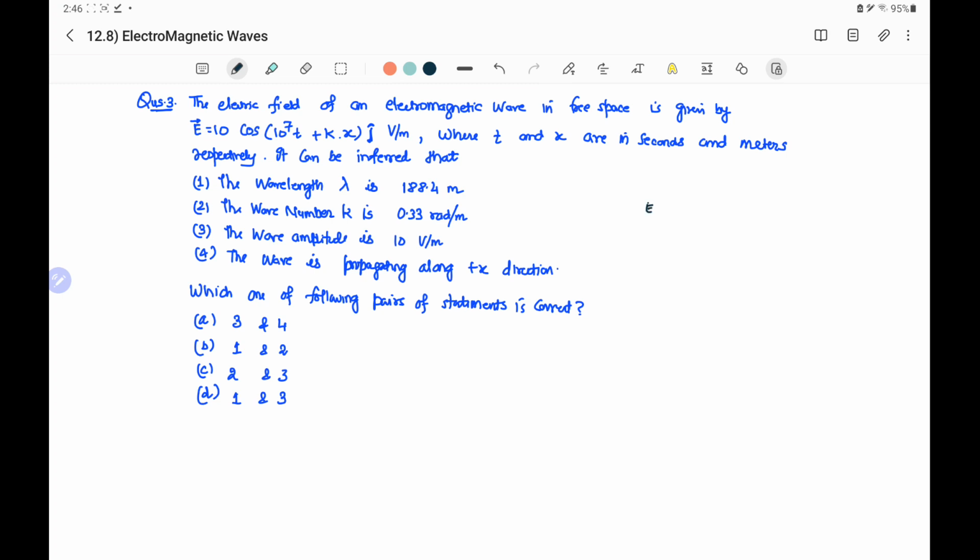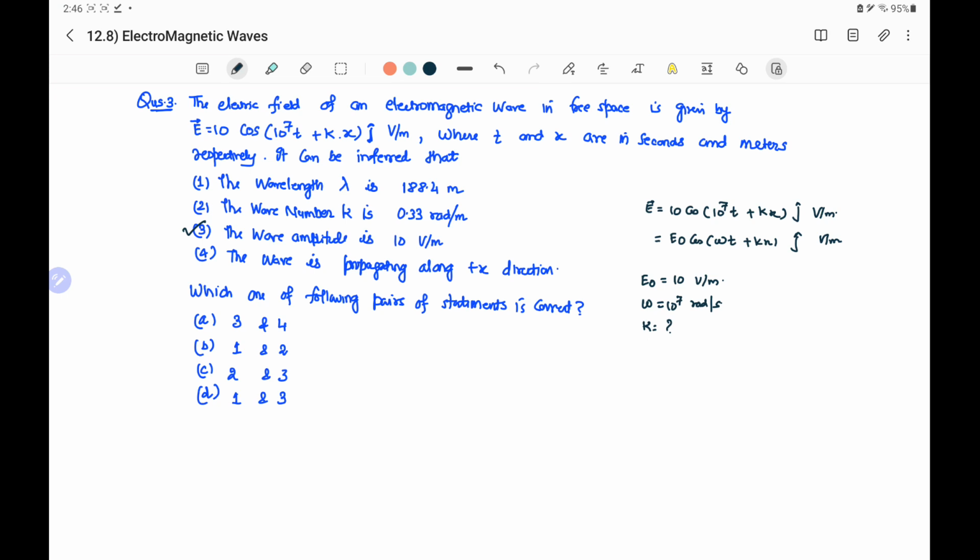Given expression for the electric field is 10 cos (10 raised to the power 7 t plus kx) j volt per meter. If we write it in standard form, it is E0 cos (omega t plus kx) j volt per meter. Here, wave amplitude E0 is 10 volt per meter. So option 3 is the correct answer. Further, angular velocity is 10 raised to the power 7 radian per second. K we have to find.